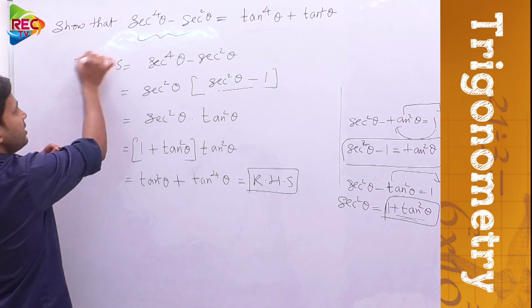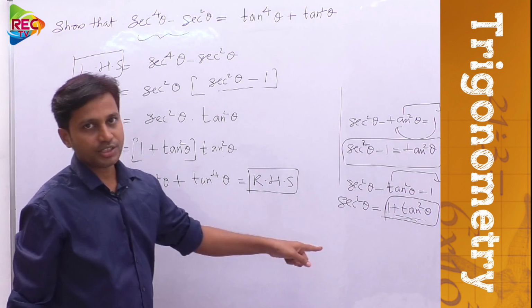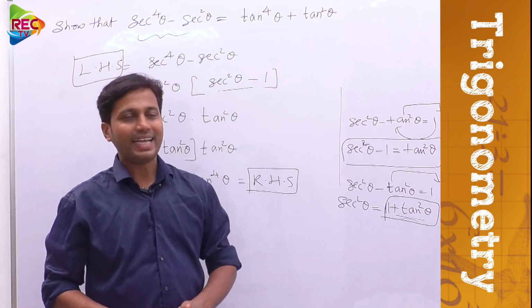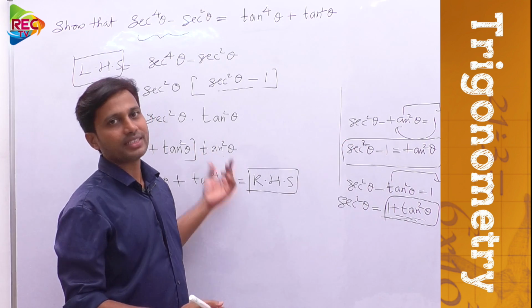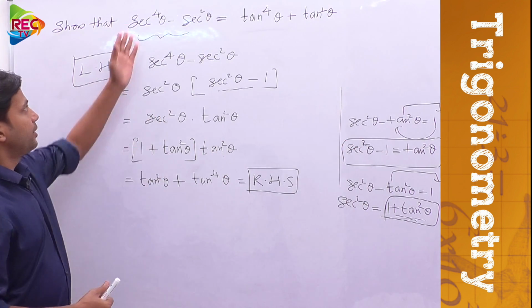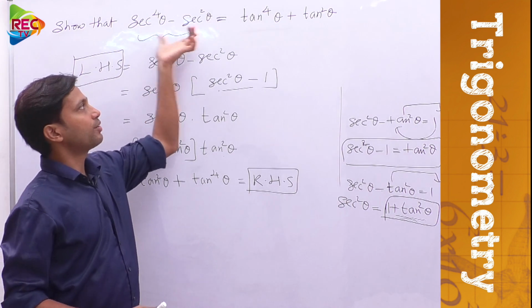So we took LHS and we could obtain RHS by just using secant square theta minus tan square theta equal to 1. That identity is the source of solving this problem, right? So here we have shown that this equals this.